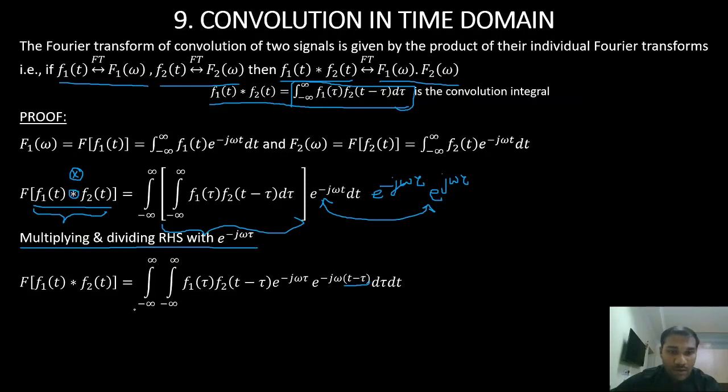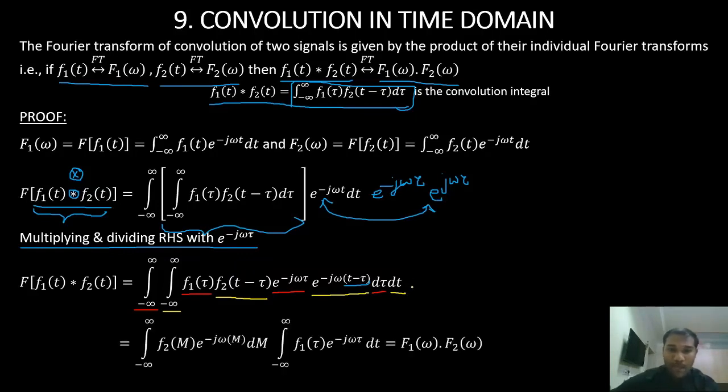Now I'll separate the integrals. The first integral will consist of integration of f1 of tau e power minus j omega tau d tau. And my second integral I'll take to be integration of f2 of t minus tau e power minus j omega t minus tau dt. And this t minus tau here, I am going to replace with just a symbol m. It doesn't matter. You can just leave it as t minus tau also. No problem.